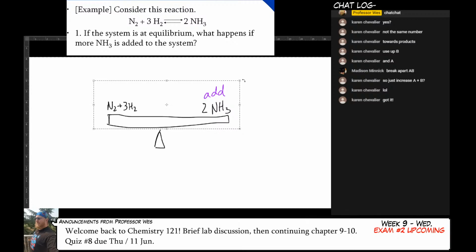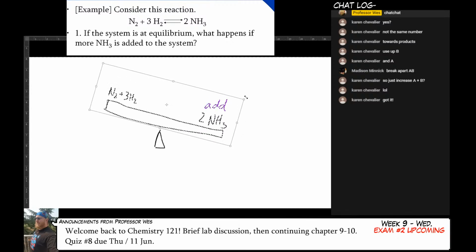If I break the equilibrium, this happens. I've got to get back to equilibrium, so I need the reaction to go in this direction, to turn this stuff back into this stuff in order to get it to go backward.